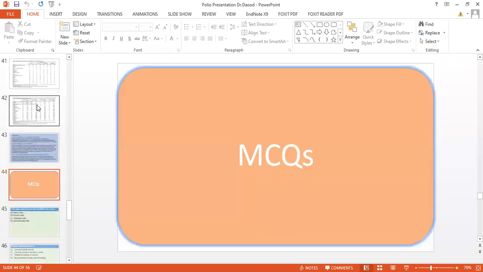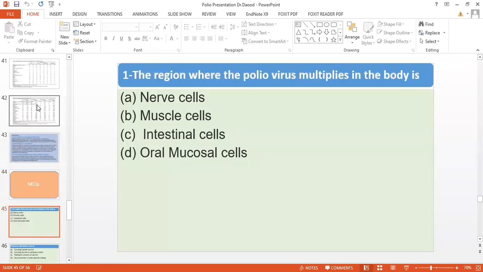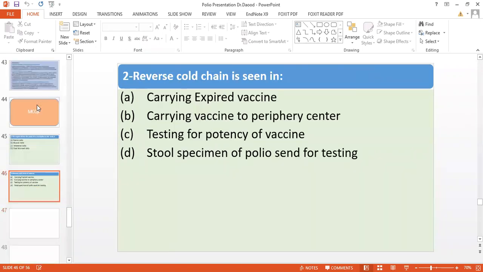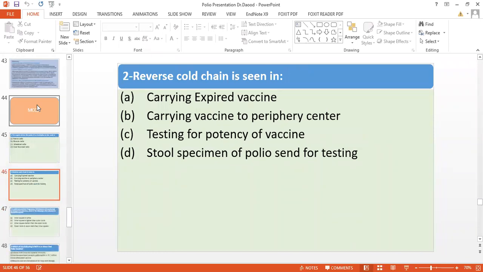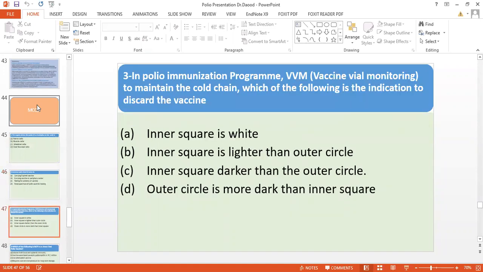Here come the MCQs now. The region where the poliovirus multiplies in the body is the intestinal tract. Reverse cold chain is seen in the polio immunization program. The VVM, vaccine vial monitor, is maintained to monitor the cold chain. The following is the indication to discard the vaccine. D.